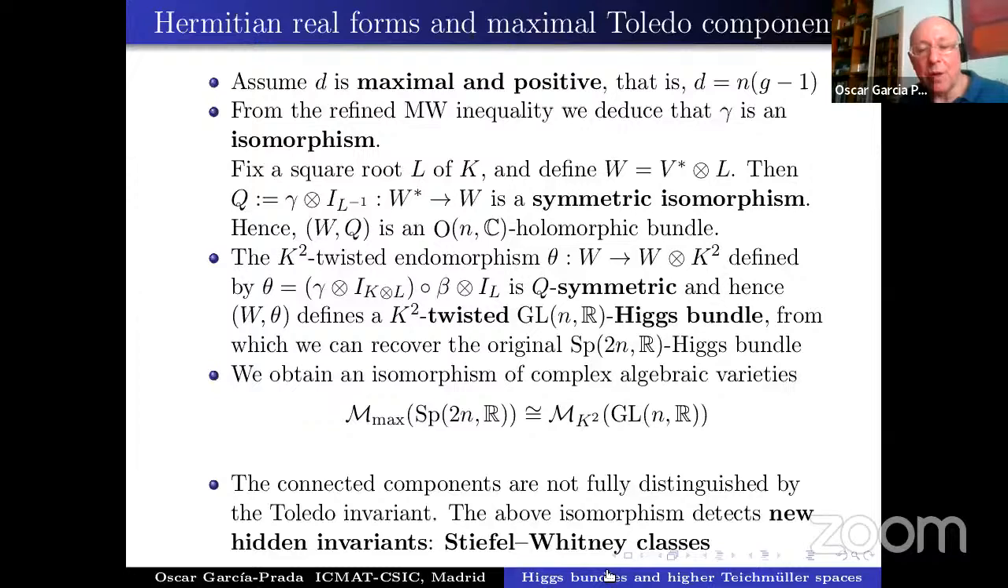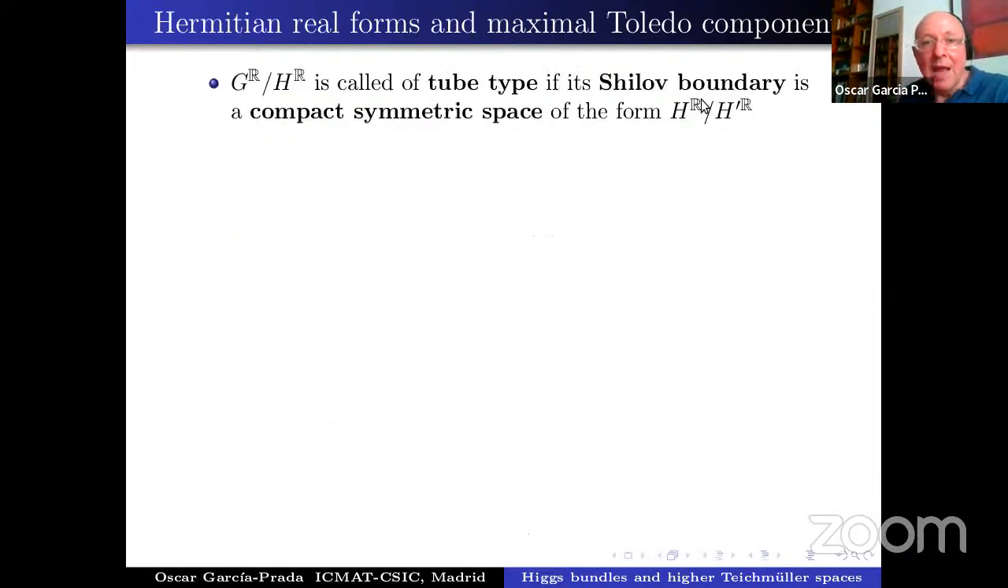And all of a sudden, we uncover the existence of other invariants that somehow are hidden at the beginning. These are the Stiefel-Whitney classes of the orthogonal bundle W. So you see this phenomenon of having components that are not distinguished by the primary invariant, which in this case is the maximal Toledo invariant. Now, how does this generalize?